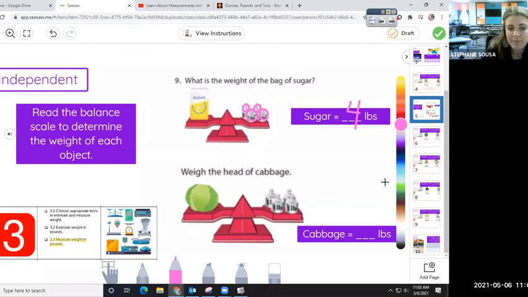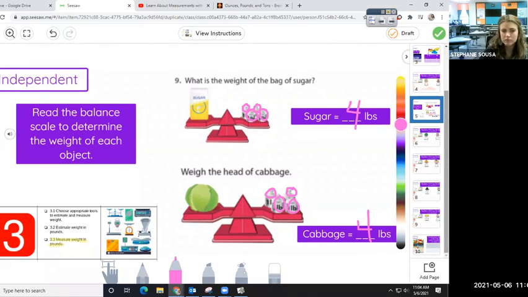Take a look at the cabbage. Cabbage has 1, 2, 3, 4. It also has 4 pounds. So these would be equal to. That's how you would read a balance scale.